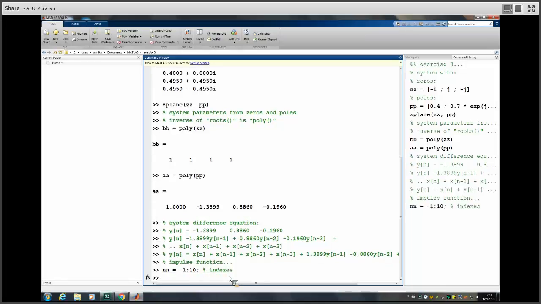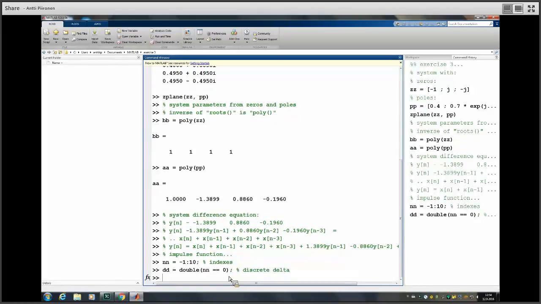Indexes. Those are indexes, and then the delta function. Okay, that's a delta function, discrete delta. It's just an impulse. And now we can calculate the system response. The filter function is the implementation of an LTI system in MATLAB.